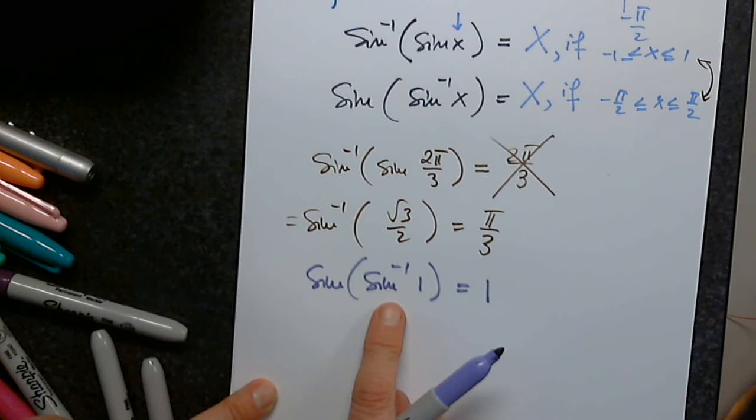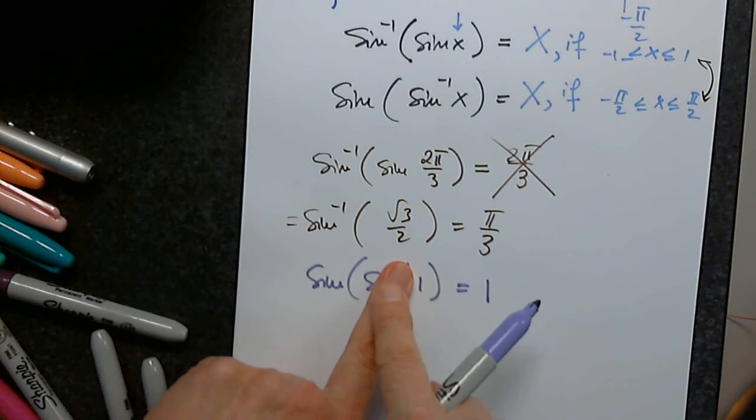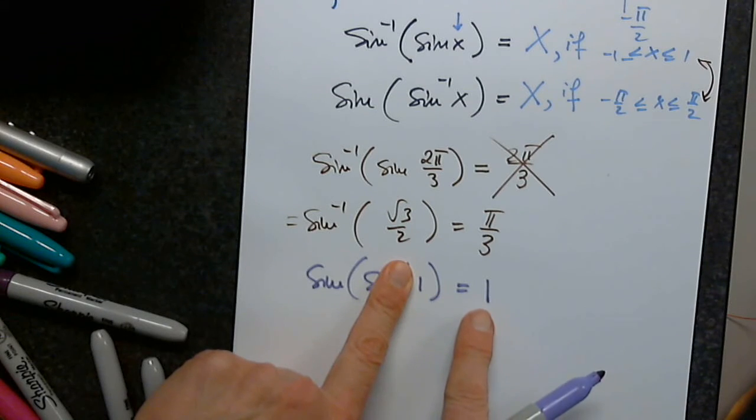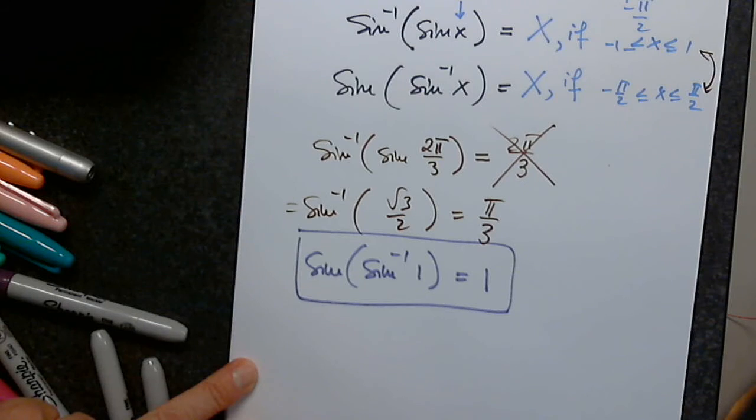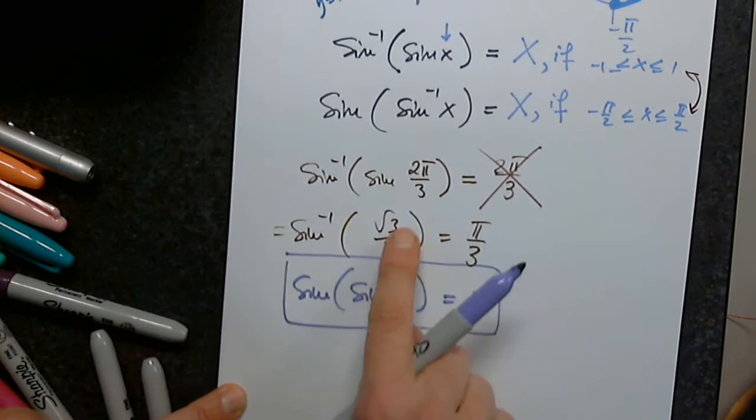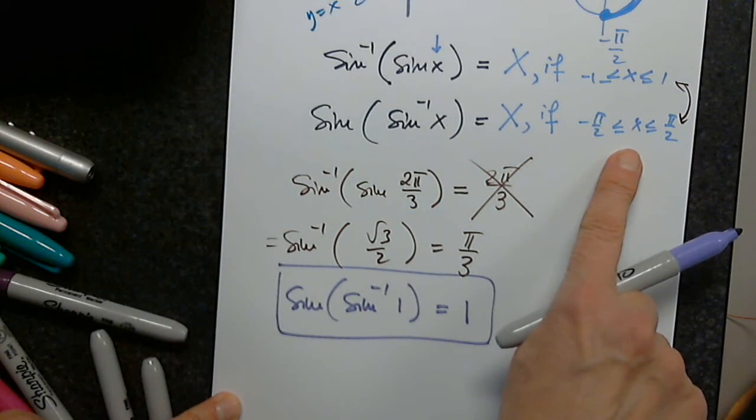Pi over 2. How much is sine pi over 2? 1. This worked because all conditions were fulfilled. I didn't have a 2 pi over 3, which was not in the domain.